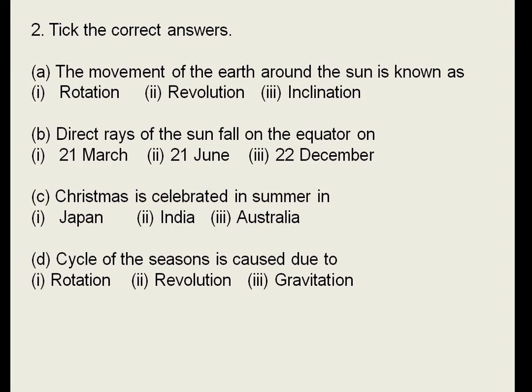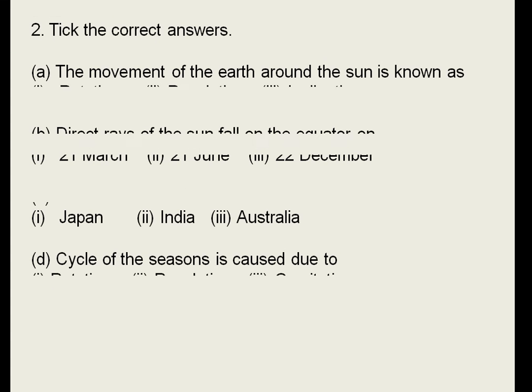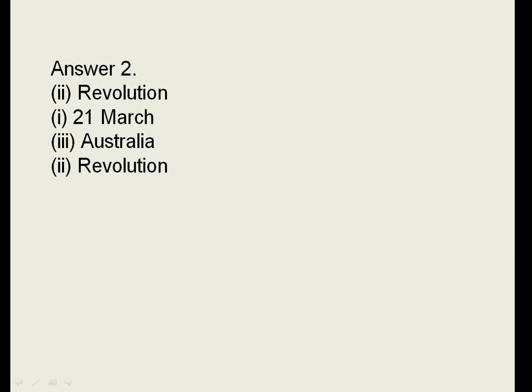Now we are going to check the correct answers. The students have already done the question and answer and taken the correct answer also. The movement of the earth around the sun: if the earth is moving around the sun, it is called revolution. The direct rays of the sun fall on the equator on. So you have to write. Christmas is celebrated in summer. Okay, options are given here. Cycle of the season is caused due to. So A, B, C, D. Okay, correct answer.